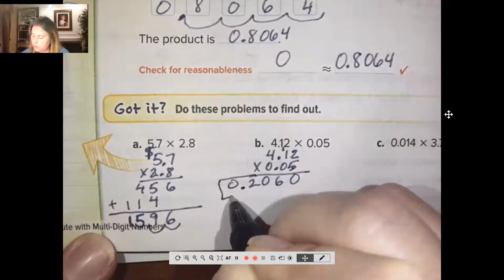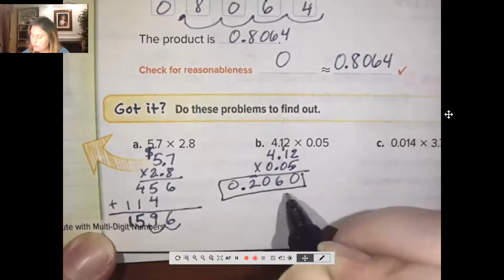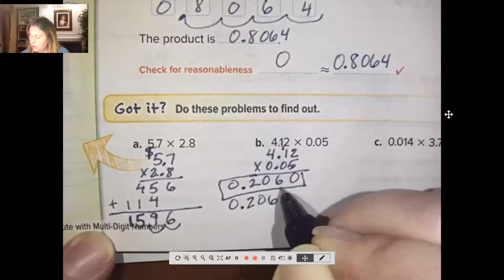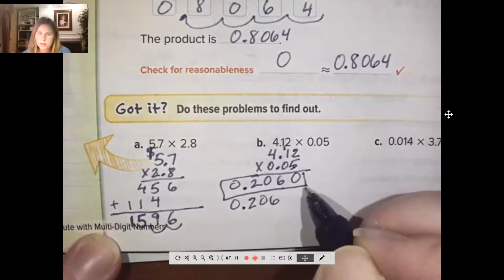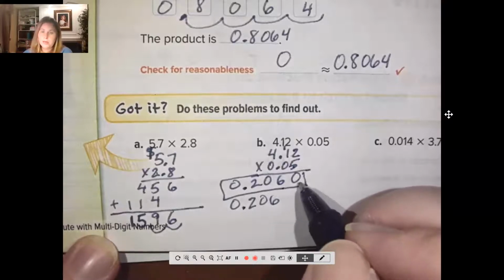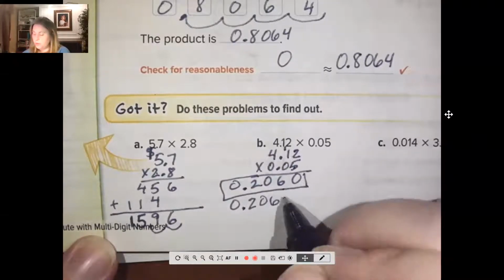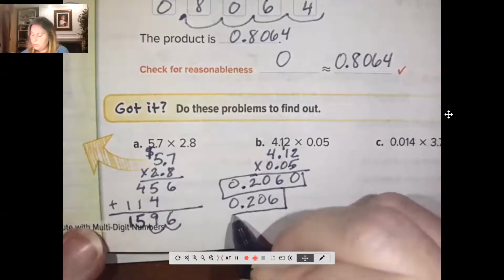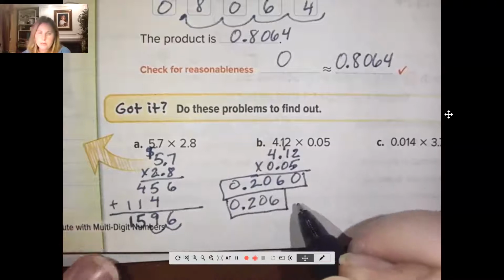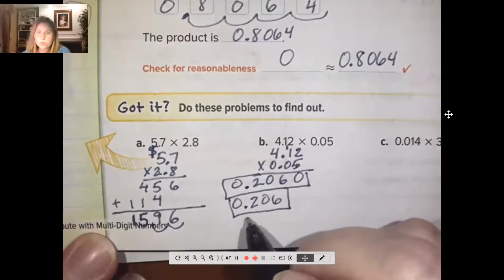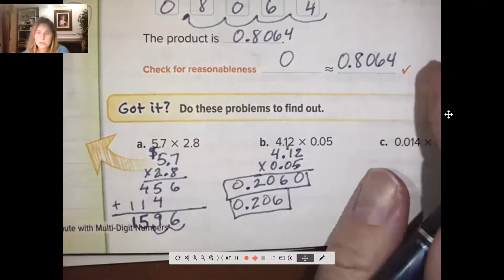So our answer is 0.2060 or 0.206. In high school, when you're taking classes where we're really being precise, like chemistry, we would keep that 0. They'll teach you about that in high school. It's called a significant digit. But for our purposes, we can drop that 0 at the end. We don't have to be that precise in 6th grade. So 0.206 is a good answer for us.